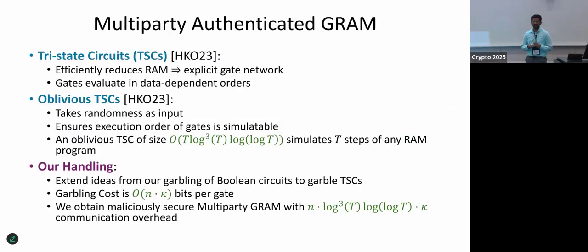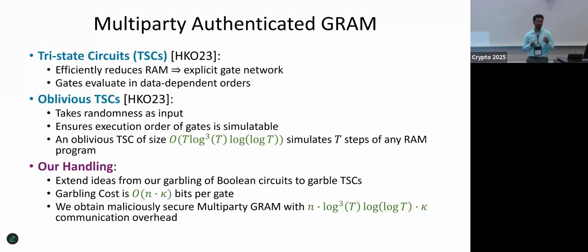In the case of multi-party garbled RAM, multi-party authenticated garbled RAM, we make use of the result by Heath, Kolesnikov, and Ostrowski that reduces RAM computations to tri-state circuits. And these tri-state circuits have gate evaluations that depend on the input. So this may leak some information about the input, and as a result, they introduce this notion of oblivious tri-state circuits that also takes some randomness as input that ensures that this order of execution does not leak any information, so that this execution order remains simulatable.